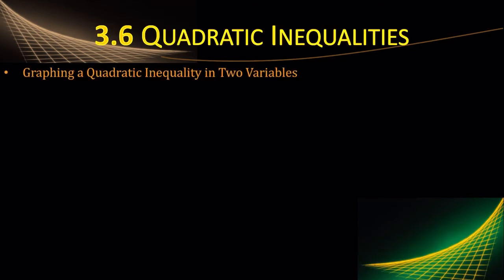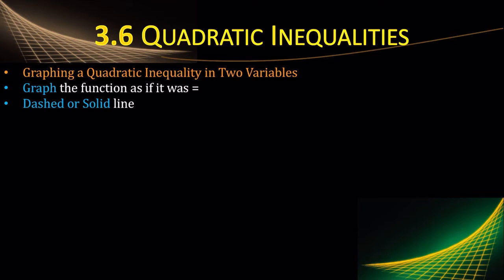All right, the first type of inequality we're doing is one with two variables. This is x and y, and we can only solve those by graphing. So to graph a quadratic inequality in two variables, first of all, we're going to graph the function as if it was an equals. And then we have to decide if it's a dashed line or a solid line. If it's less than or greater than, it's a dashed line. But if it's equal to, less than or equal to, or greater than or equal to, it's a solid line. And then you have to shade.